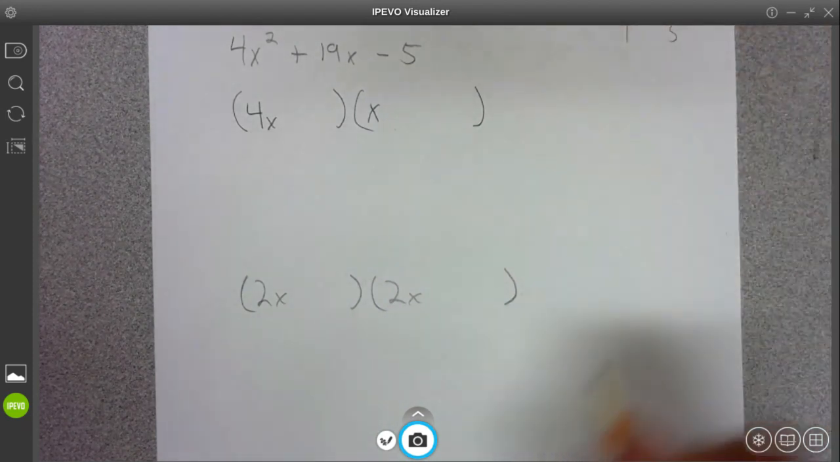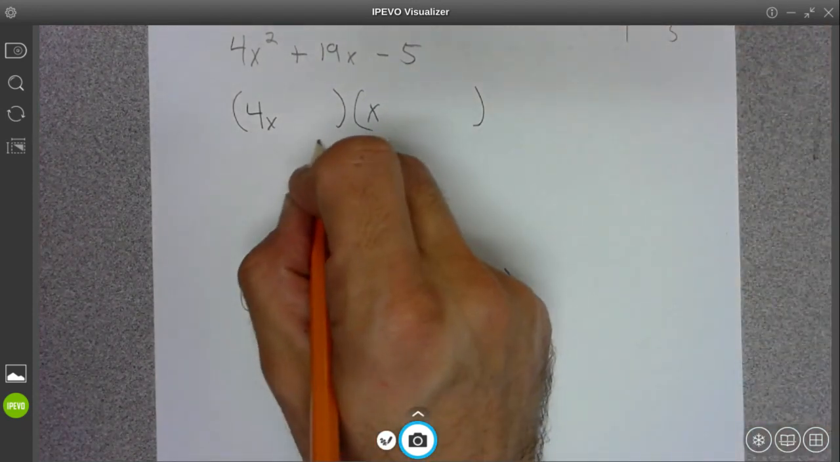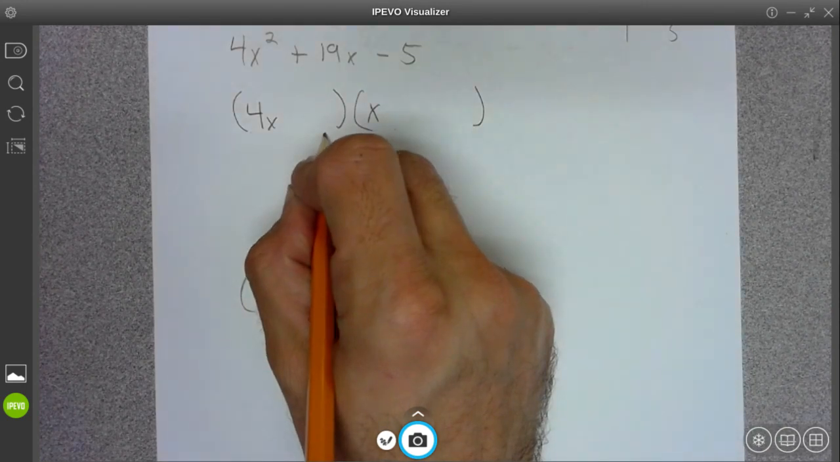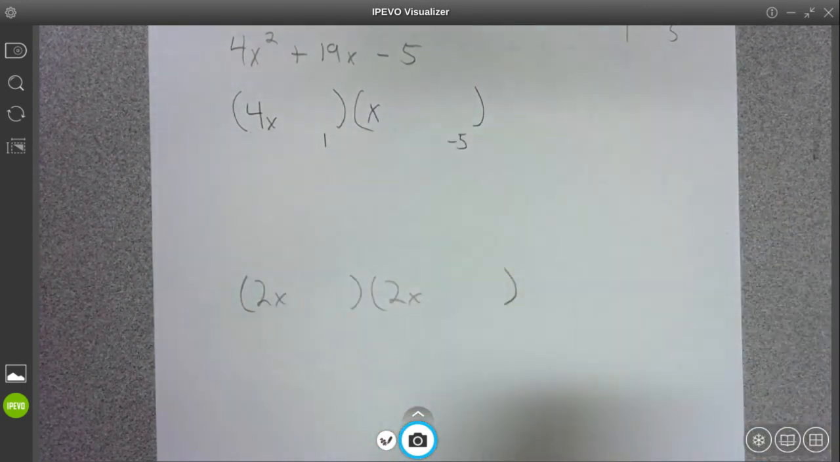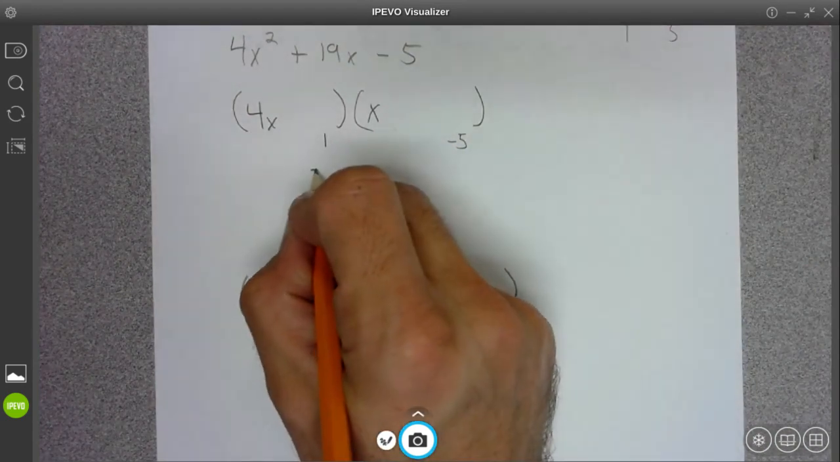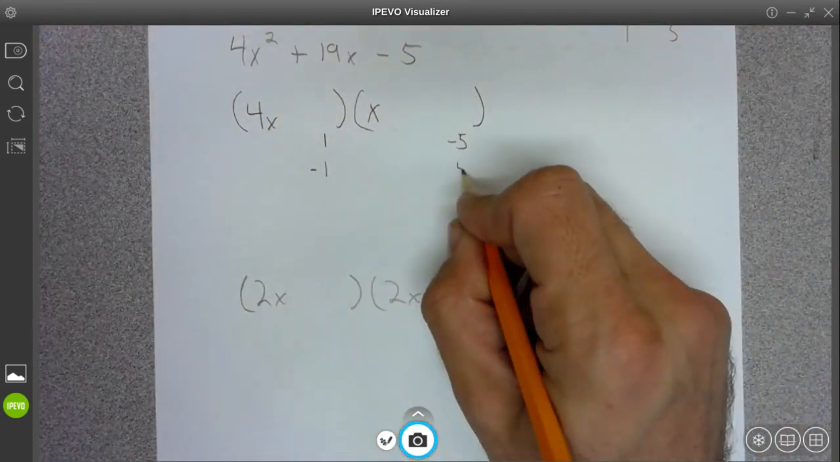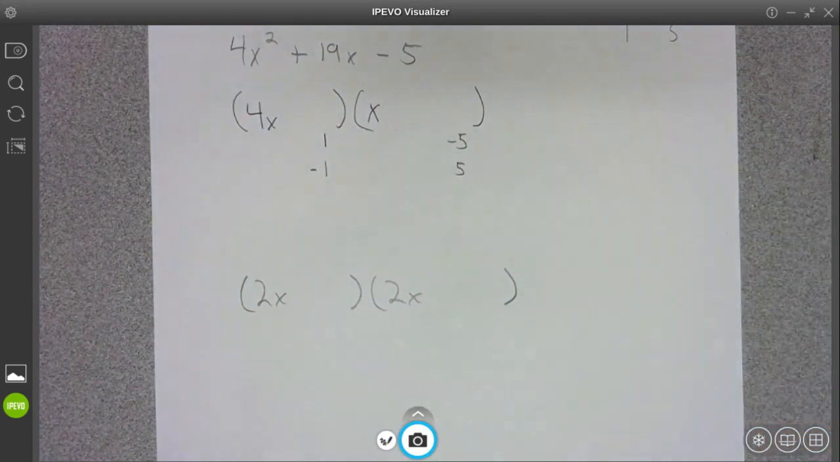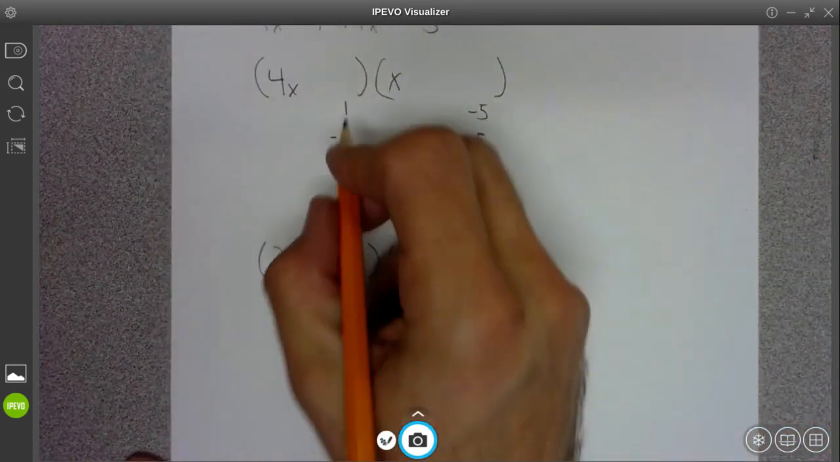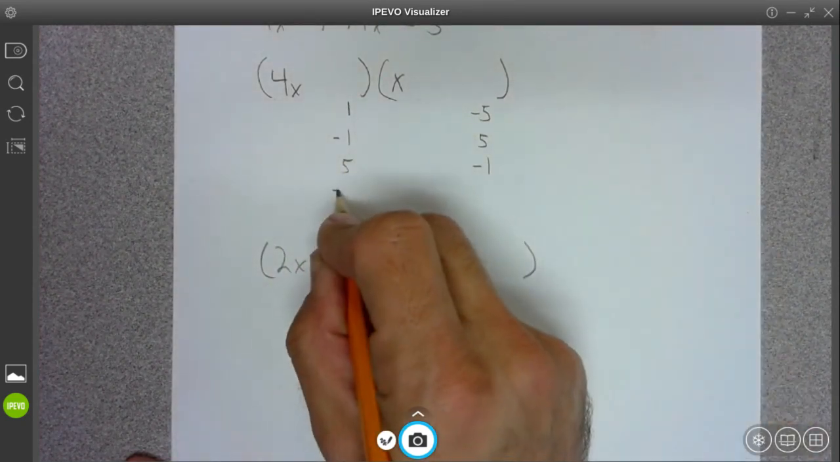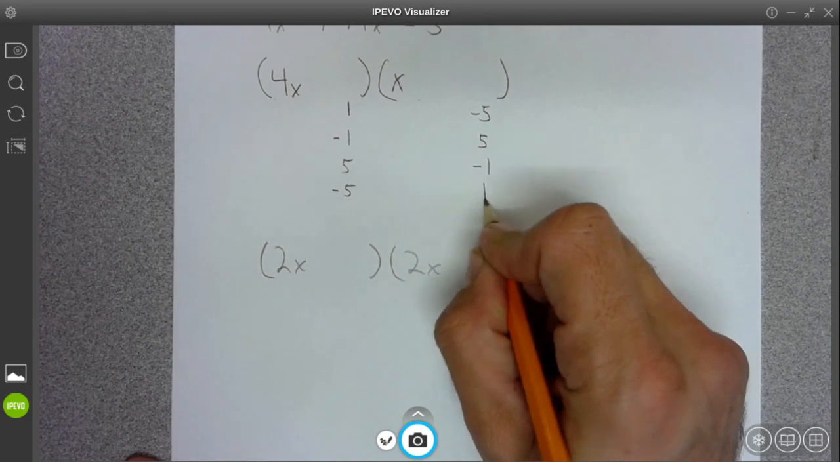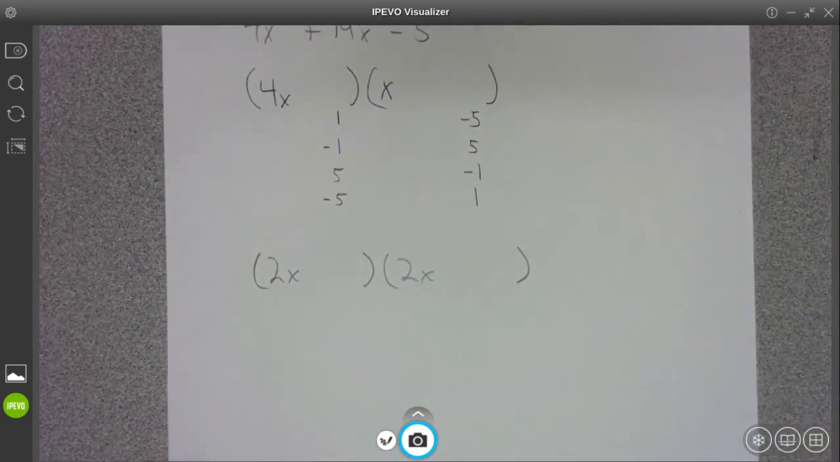1 and a 5. So this could be a positive 1 and a negative 5, or a negative 1 and a positive 5, or a positive 5 and a negative 1, or a negative 5 and a positive 1. So that's the 4 options just for this one.